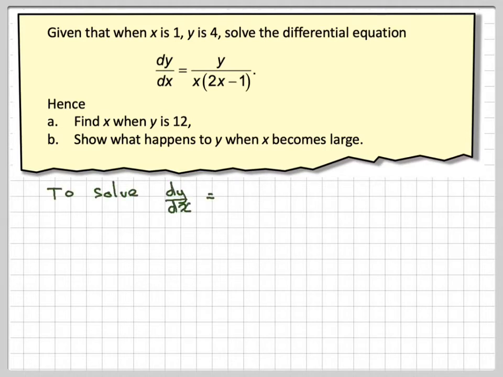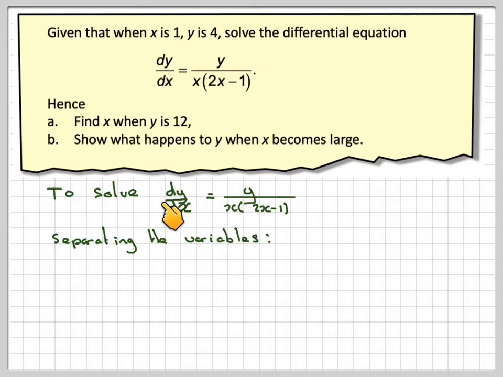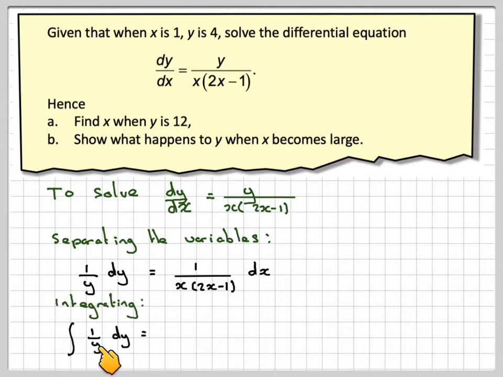So we've got to solve dy by dx is equal to y over x times 2x minus 1. If we now separate the variables, because this is the type of differential equation we've got, then we're going to take the y over here, that'll make it 1 over y, dy, and then take the dx up here, so we're going to get 1 over x times 2x minus 1 dx. And then if we integrate both sides, the integral of 1 over y dy is equal to the integral of 1 over x times 2x minus 1 dx, we'll call that equation 1.